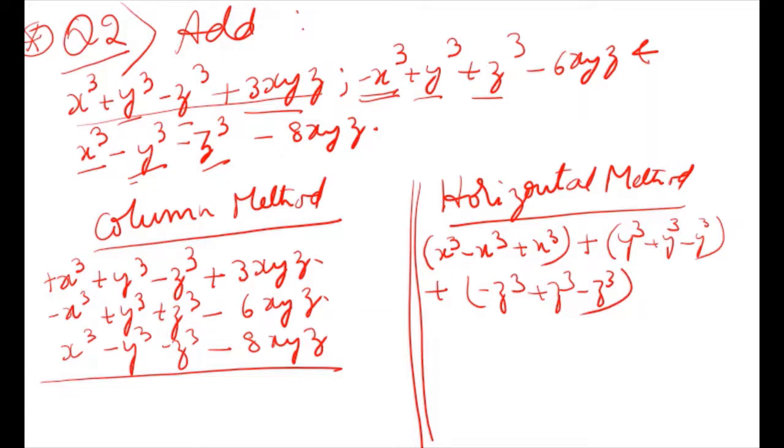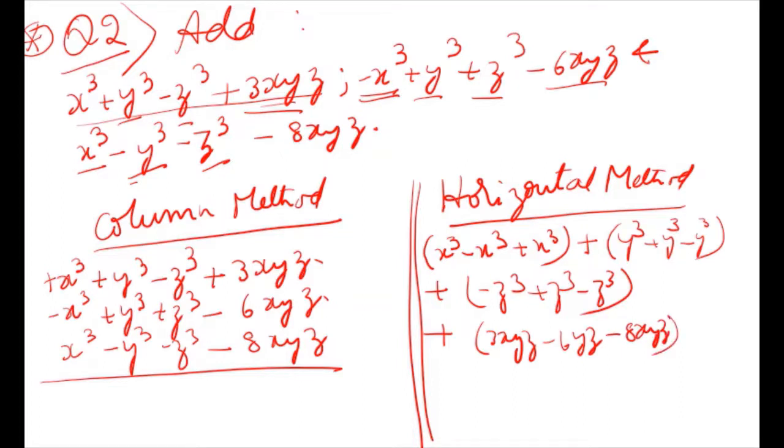Okay, and then xyz term. Here we have plus 3xyz. Here we have minus 6xyz. And then we have minus 8xyz.